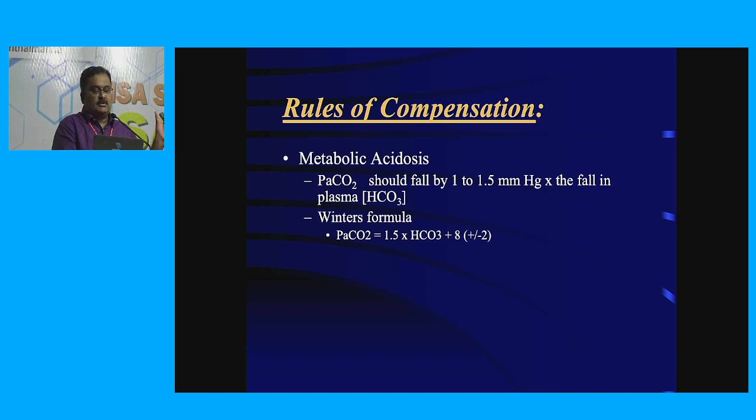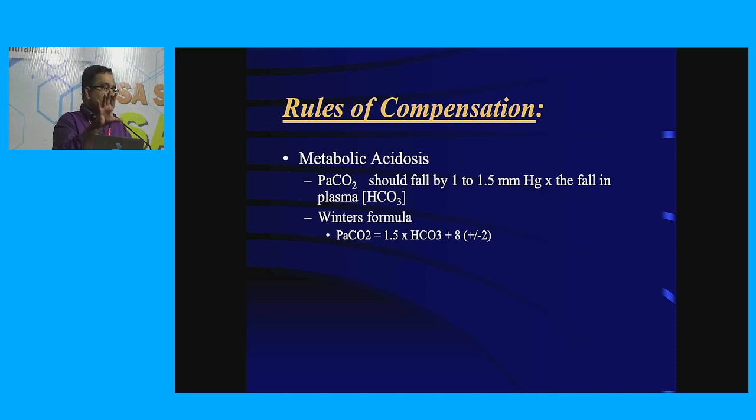Metabolic acidosis. What happens in metabolic acidosis? Acidosis, pH will come down, bicarbonate will come down, and with compensation the PCO2 will come down. It will be in the same direction. That is what you have to remember.